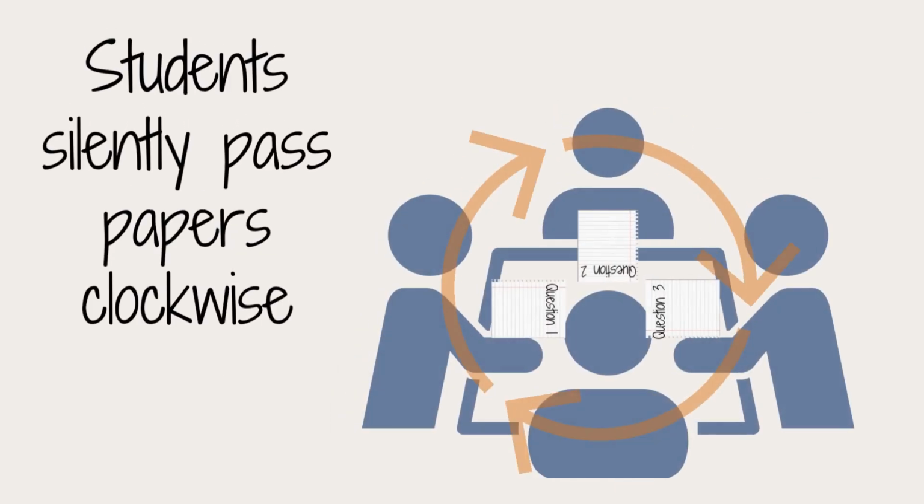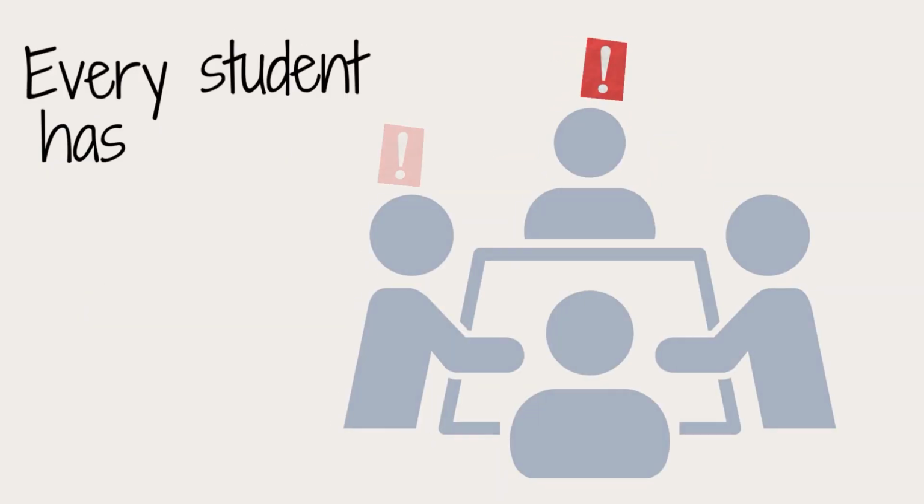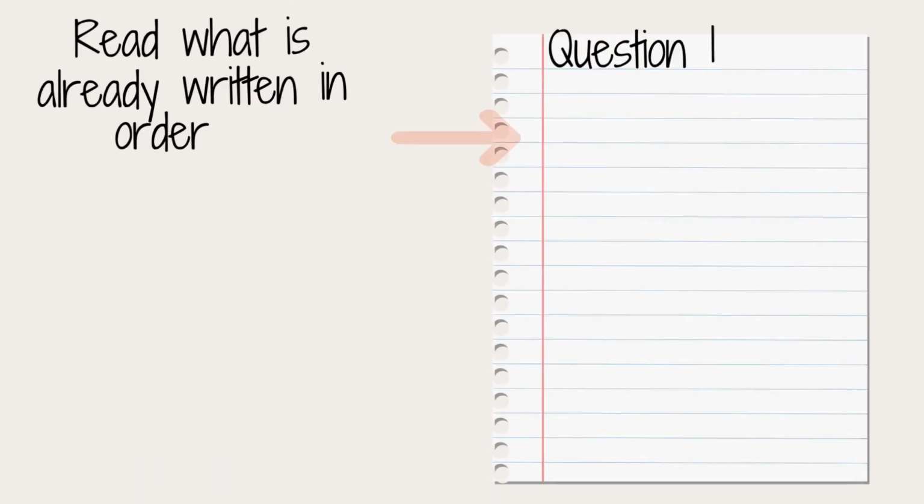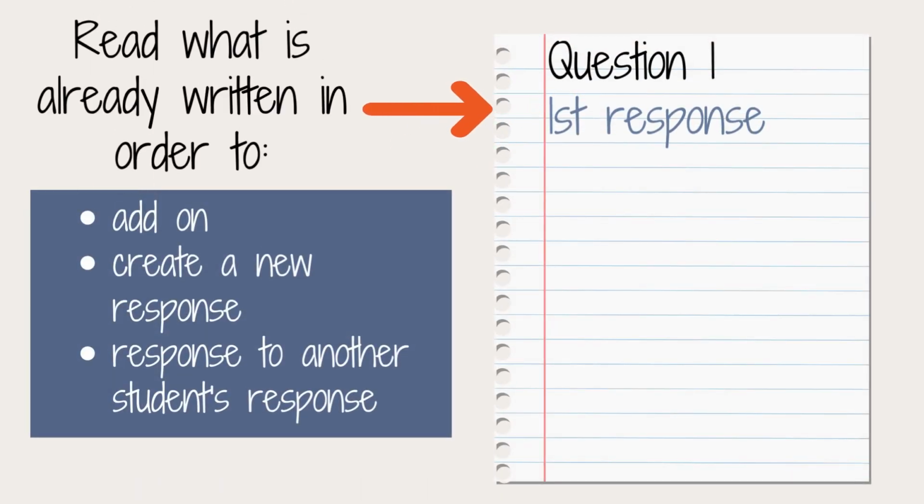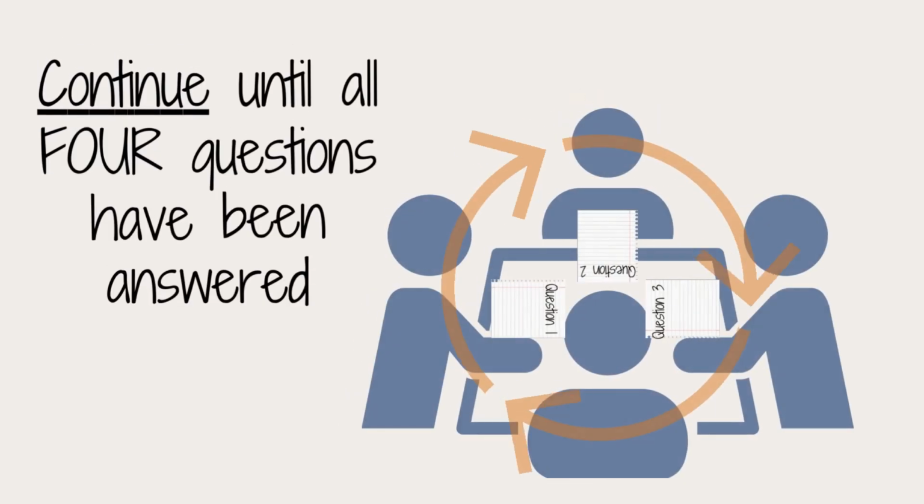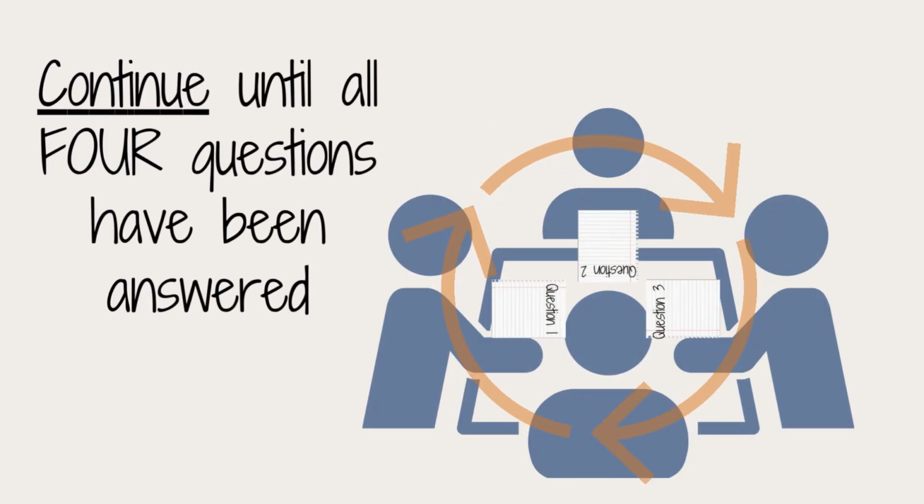Once the timer rings or the amount of time is up, students will silently pass their paper, or the buck, clockwise. Now, everyone in the group has a new question to answer, but first, they must read what is already written by the previous student in order to add on, create a new response, or respond to the other student's response. Teachers may include some response stems for students to guide their thought process on the question and focus the content of the silent conversation. This process continues until all questions have been answered.